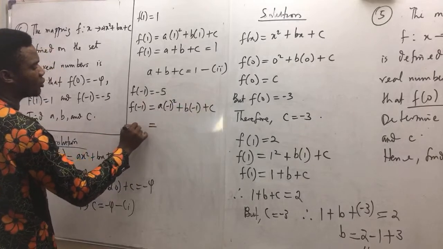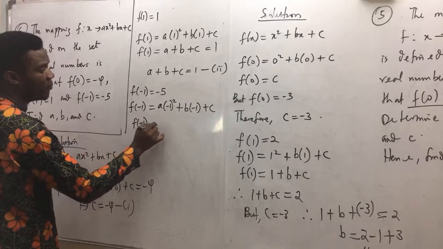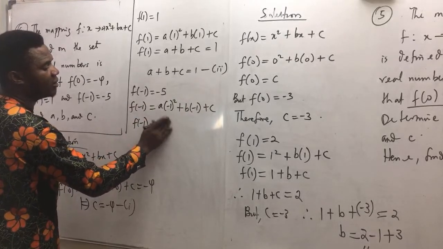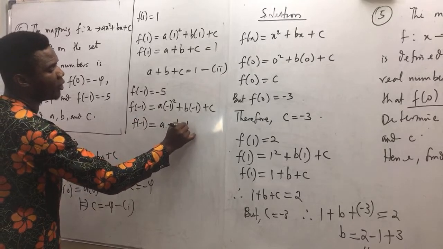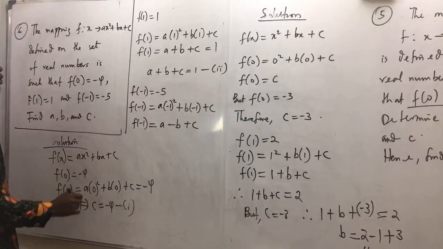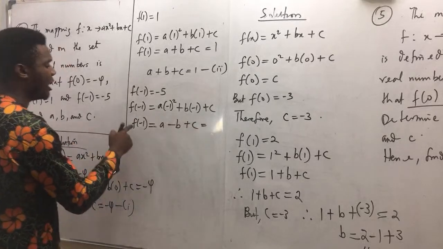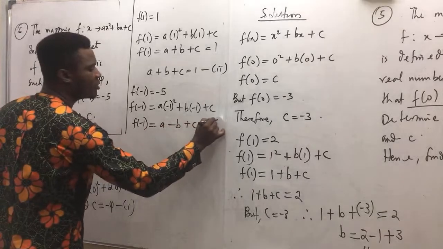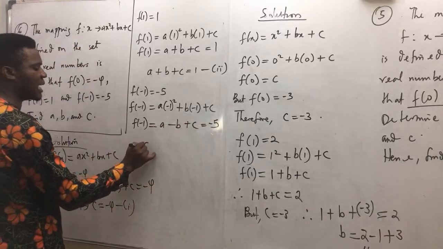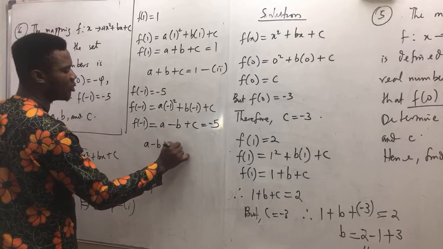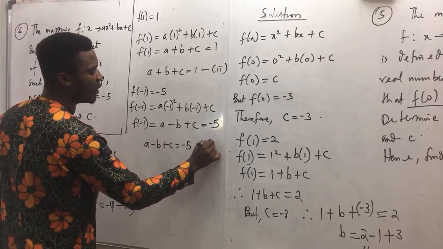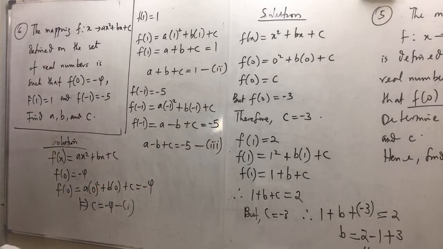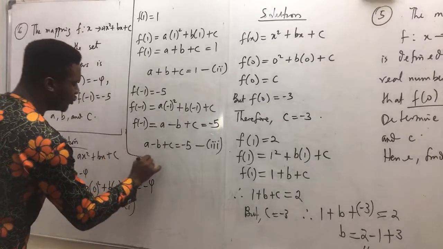And that would amount to f of minus 1, which is minus 1 squared, that is 1, times a is a, and then you have minus b plus c. Okay? So this will be equal to f of minus 1. We are told f of minus 1 is minus 5, so I'm going to put minus 5 here. So it means that a minus b plus c is equal to minus 5, which will be our equation 3. Okay? Now, once you get that done, you can continue in this manner.